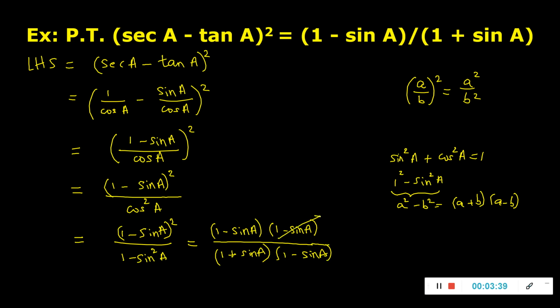So the 1 minus sine A term gets cancelled out. So I'm left with only 1 minus sine A divided by 1 plus sine A. So this is equal to RHS, and hence the identity is proved.